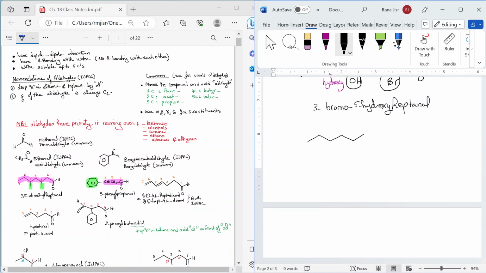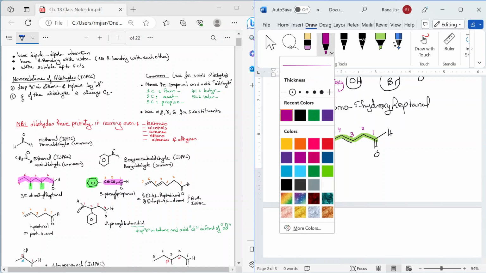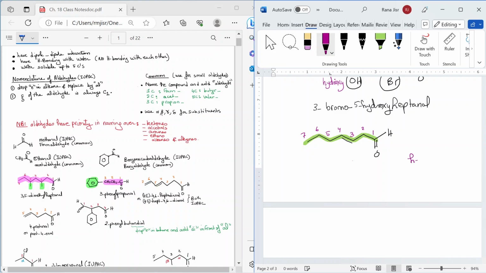If we have a double bond within the aldehyde chain, then in this case, you would need to include that double bond in the long carbon chain along with the aldehyde. You start numbering from the aldehyde every single time. You give the aldehyde the lowest number in there. This is 6 and this is 7. So this is a heptene. It's a heptene because it is an alkene in there.